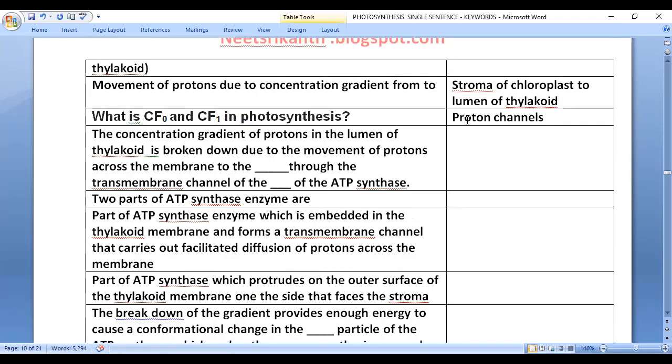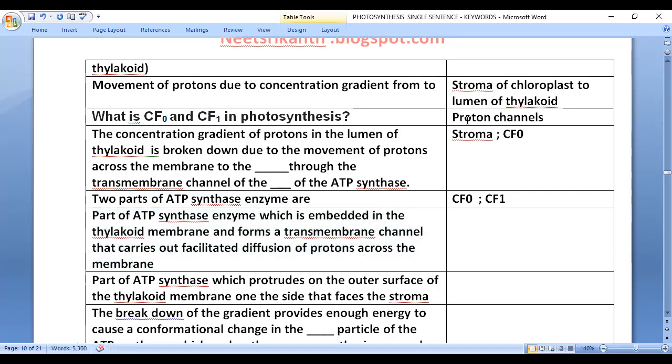The concentration gradient of protons in the lumen of the thylakoid is broken down due to the movement of protons across the membrane to the stroma through the transmembrane channel of CF0 of the ATP synthase. The two parts of the ATP synthase enzyme are CF0 and CF1.